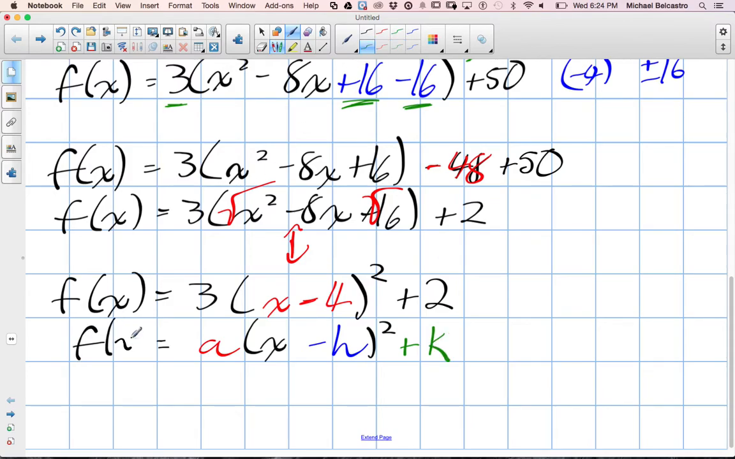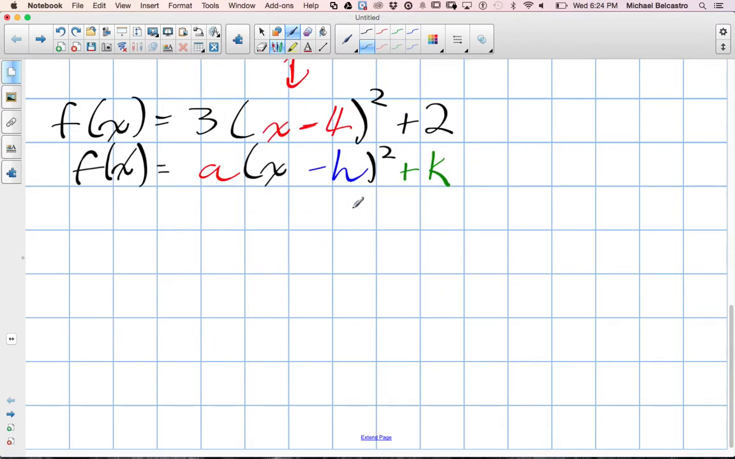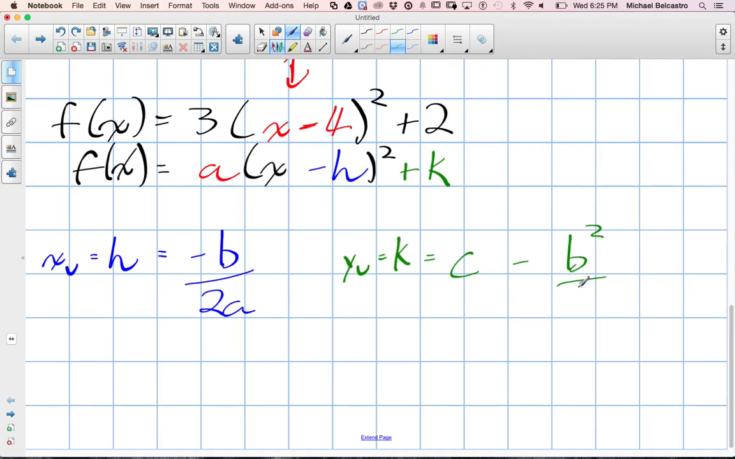Now, there is a way from standard form, without doing this process, we can use two little formulas. h, or the x value of the vertex, they're technically the same thing, is equal to negative b divided by 2a. And that's referring to the b and the a in the normal standard form. The k value, or the y value of the vertex, is equal to this little formula: c minus b squared divided by 4a. And all of this is kind of in its own bracket.